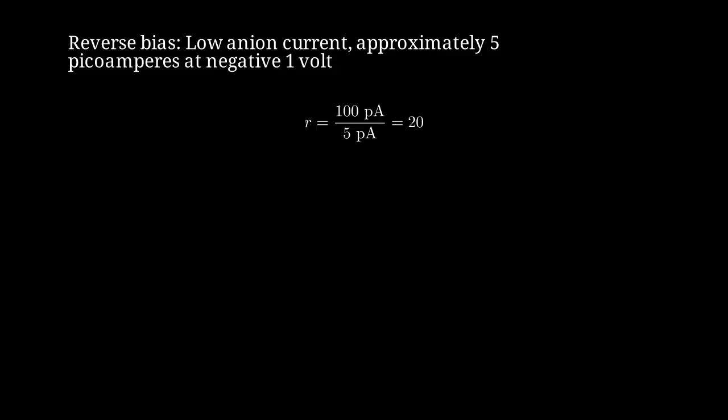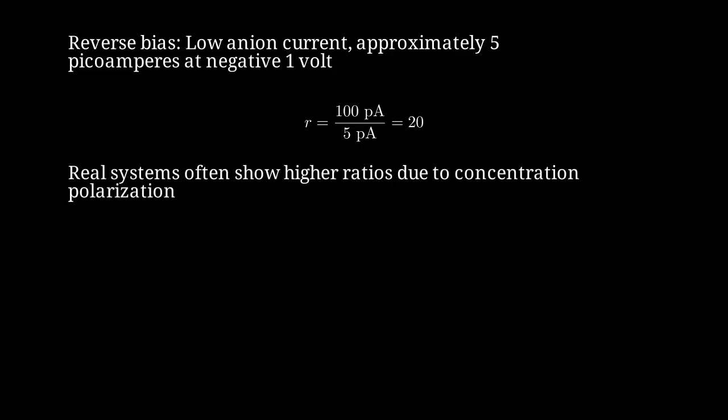The rectification ratio is 100 divided by 5, giving a value of 20 for this geometry and conditions. Real experimental systems often show even higher ratios due to concentration polarization effects, not captured in simple estimates.